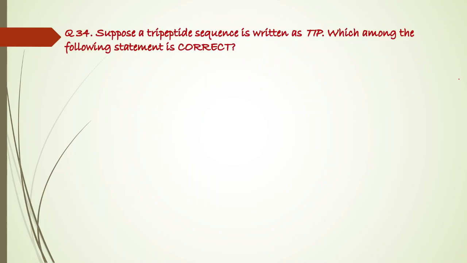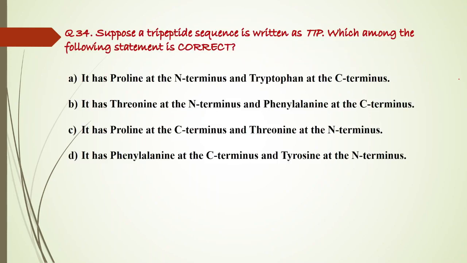Okay, I hope it is clear. Moving to next one. This is a very easy one. I'll just tell it straightly. It states, suppose a tripeptide sequence is written as TIP. Which among the following statements is correct?